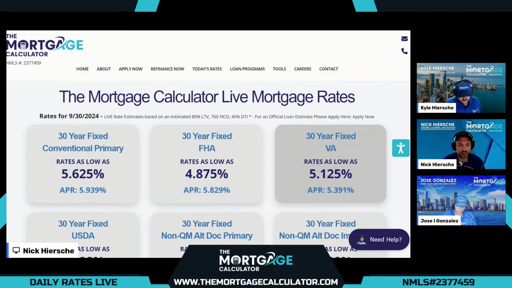And moving on to our VA options for eligible vets and active service members. These options are definitely the best for our eligible vets and active service members. Rates today, 5.125. Final APR, 5.391 with a standard funding fee. And notice if we compare to FHA and conventional, the VA is always going to be the best option for eligible borrowers.